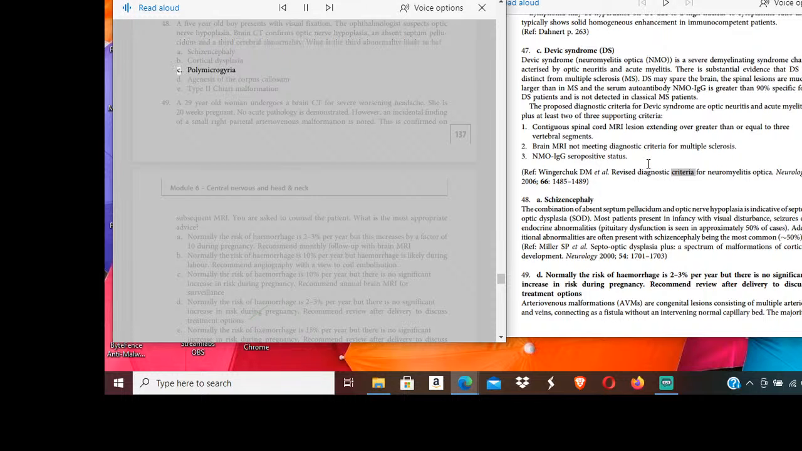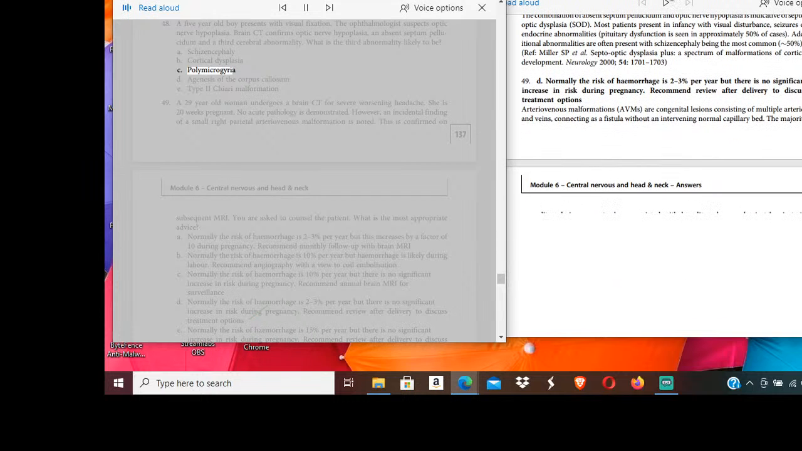A. Schizencephaly. B. Cortical dysplasia. C. Polymicrogyria. D. Agenesis of the corpus callosum. E. Type 2 Chiari malformation.